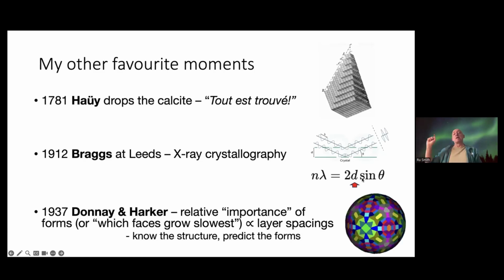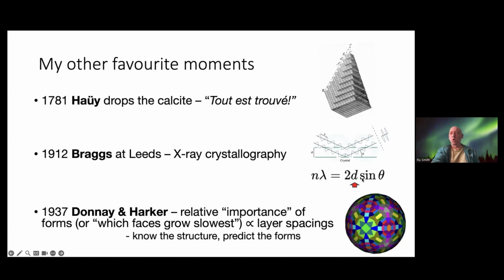Absolutely brilliant. And then my final one of these little moments in mineralogical history is 1937. So that's 2 years before the beginning of the Second World War. And there's a paper there by Donnay and Harker. What they showed is that the relative importance of different crystal forms depends on which of the faces grows the slowest. And that depends on the spacings of the layers of atoms within the crystal. And now you've just seen from the one above there, we can measure those.